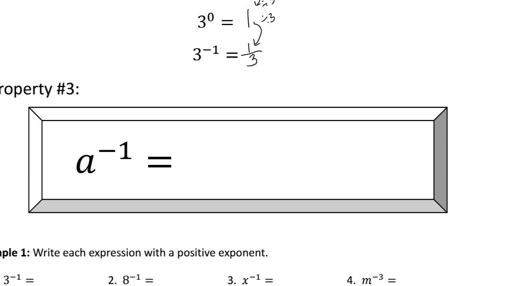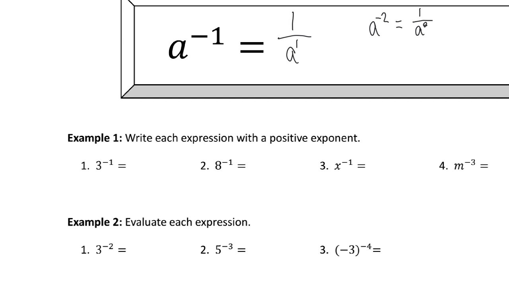So our property is anytime we have a negative exponent, it becomes 1 over that. So if it's like a to the negative 2, it becomes 1 over a squared. So anytime we have a negative exponent, it always becomes a fraction. Okay, so let's look at a couple of these.